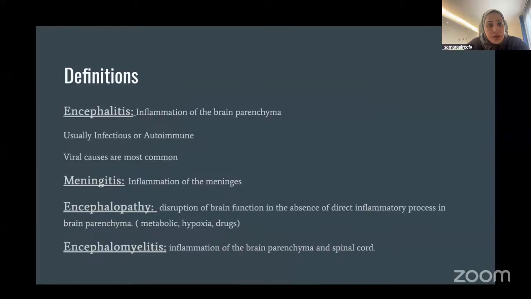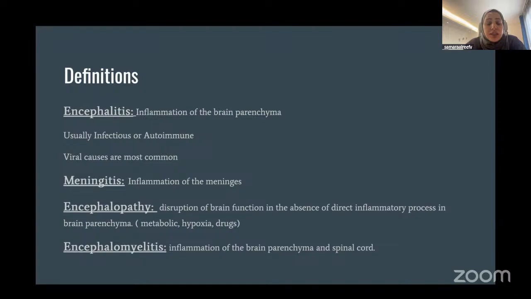So definition, what is encephalitis? Encephalitis is inflammation of the brain parenchyma. And it is either infectious or autoimmune. So it is classified into infectious or autoimmune. Most commonly, it is caused by a viral pathogen.